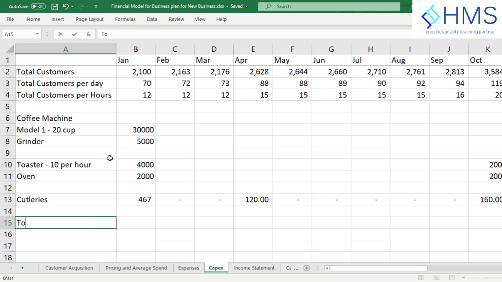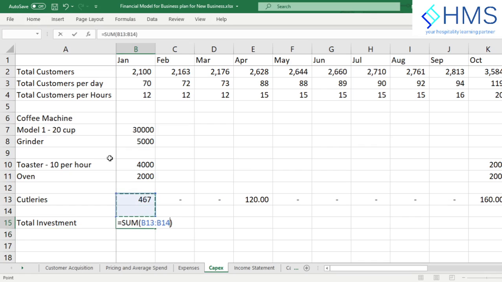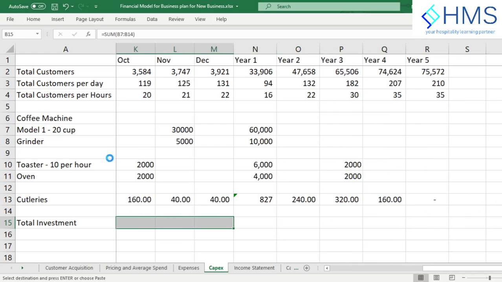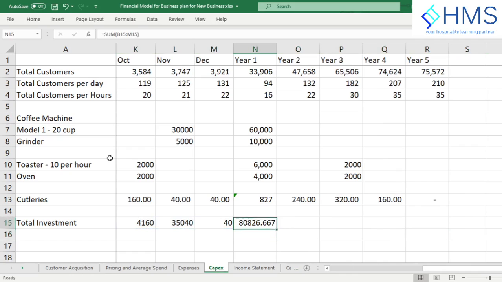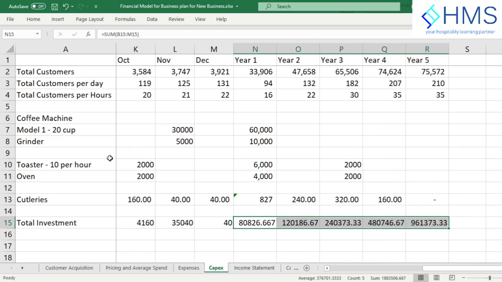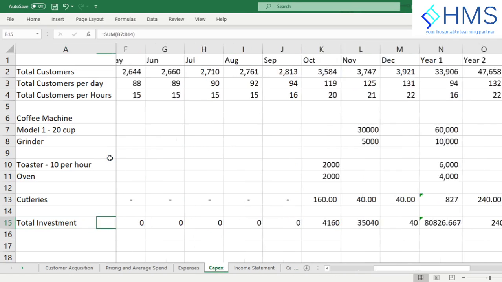So the total investment, assuming every one of them has a similar life, which is 5 years. Since depreciation we are using for 1 year, it's 80,000. So you can use it by month as well.